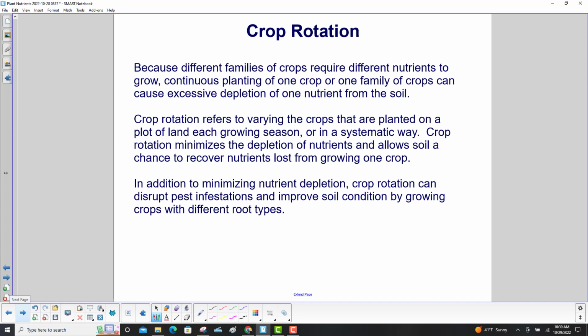Because different families of crops require different nutrients to grow, continuous planting of one crop or one family of crops can cause excessive depletion of one nutrient from the soil. Crop rotation refers to varying the crops that are planted on a plot of land each growing season, or in a systematic way. Crop rotation minimizes the depletion of nutrients and allows soil a chance to recover nutrients lost from growing just one crop. In addition to minimizing nutrient depletion, crop rotation can disrupt pest infestations and improve soil condition by growing crops with different root types.